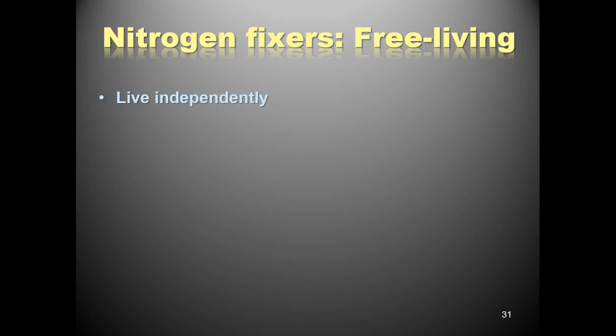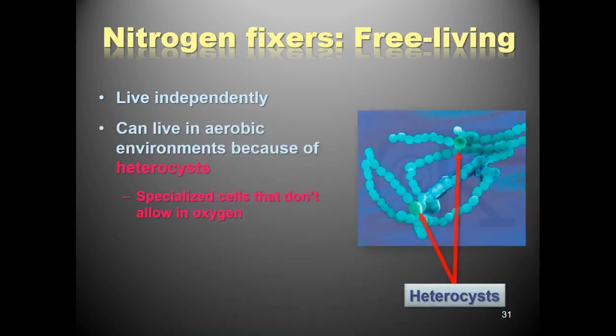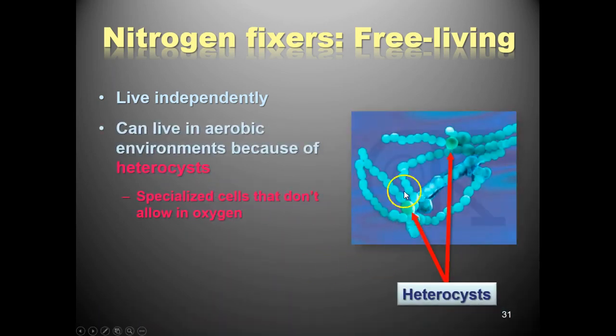So with nitrogen fixers, there are two different kinds. One of them is called free living, and the other one is going to be associated with plants. I'm going to start off talking about the free living ones, and as the name implies, they are living independently. And I'll show you an example here of some nitrogen fixers.